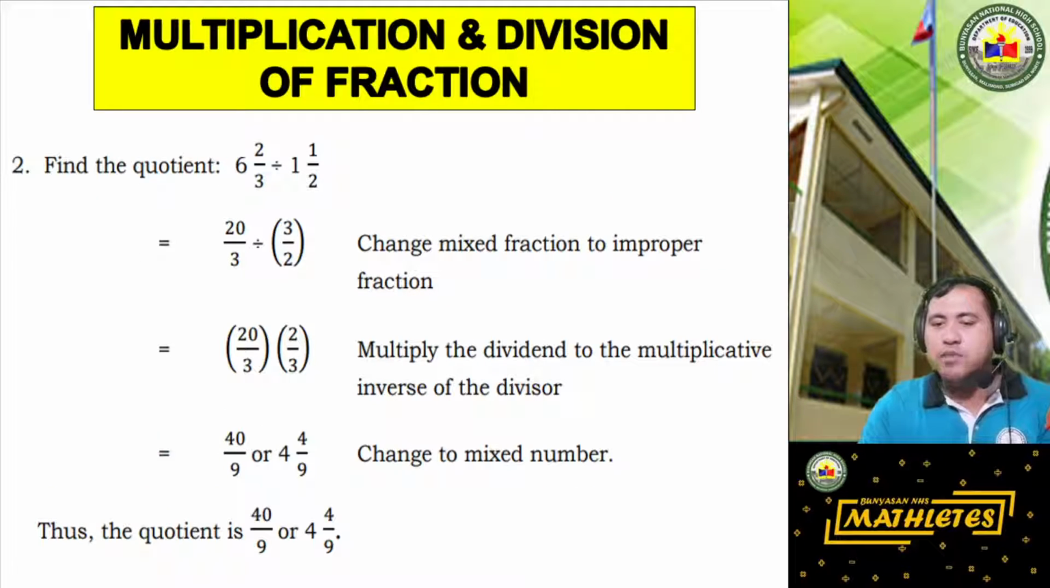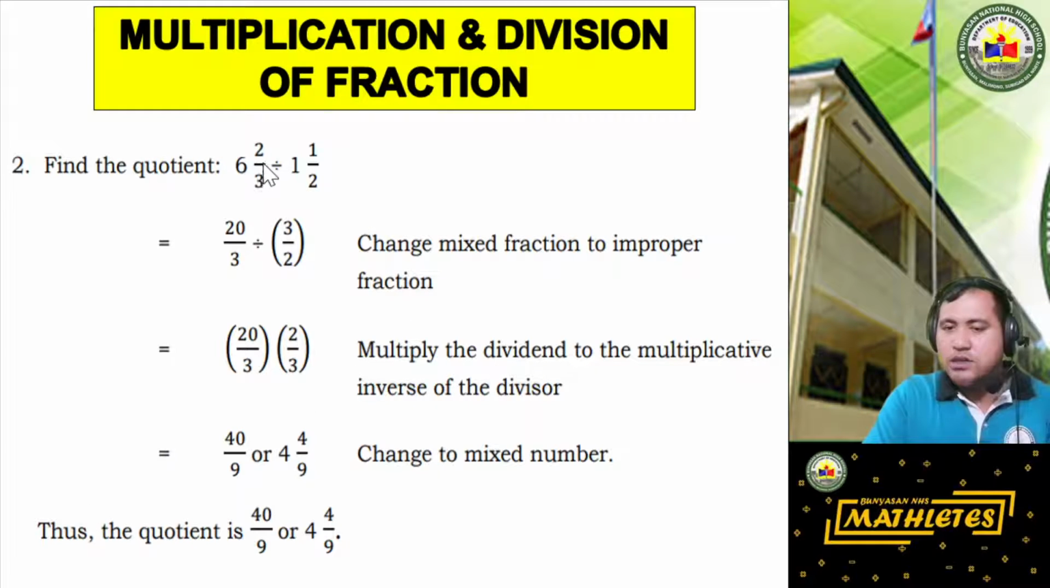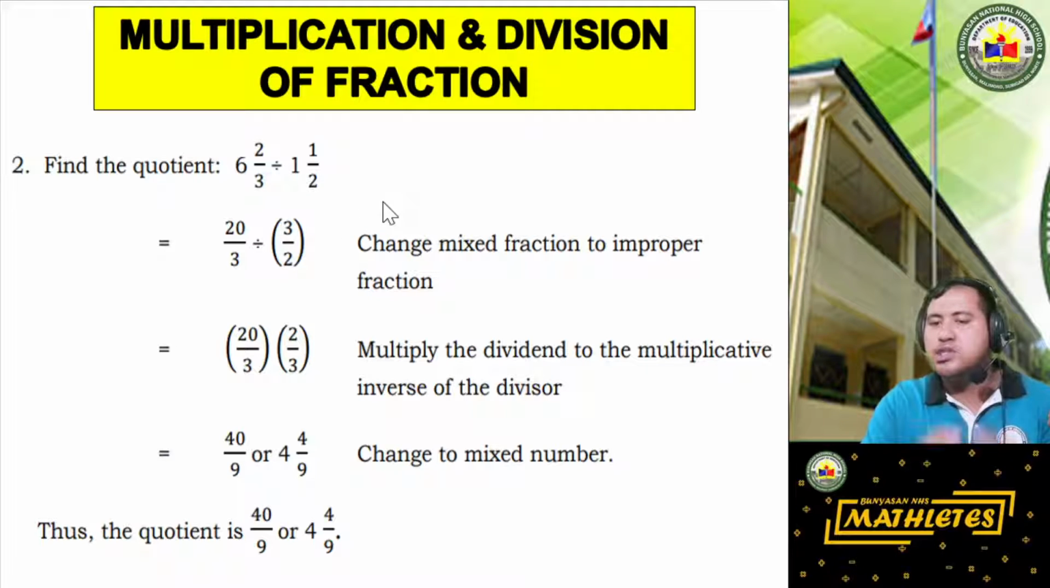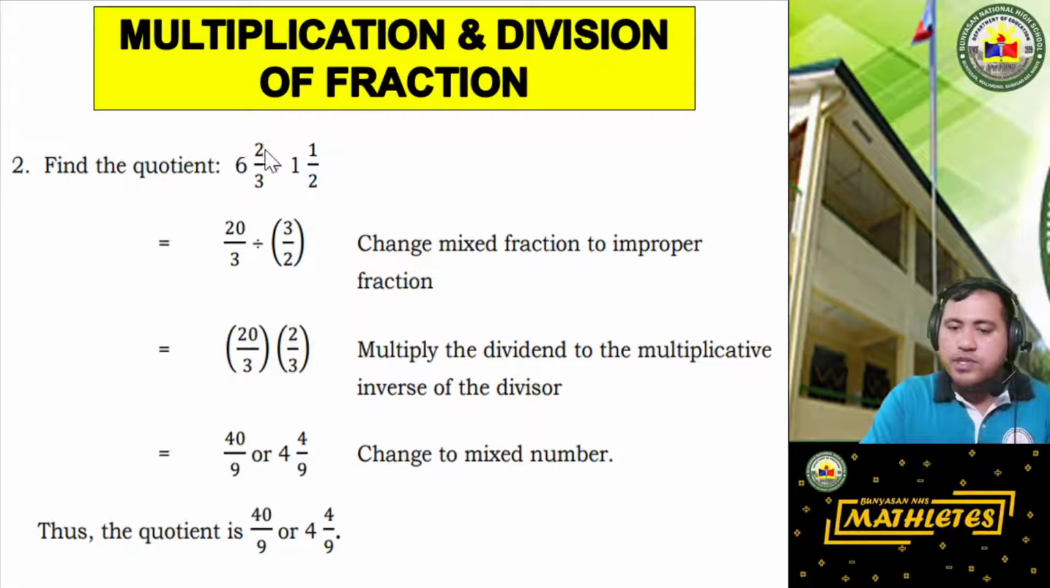Okay. So, example number 2. Find the quotient. We have 6 and 2/3 divided by 1 and 1/2. Both the dividend and the divisor are mixed numbers. So, first thing to do is to change them to improper fractions. From 6 and 2/3 nagiging 20/3. Paano nangyari? 3 times 6 is 18 plus 2 is 20. So, 20/3. Then, ang 1 and 1/2 ay nagiging 3/2.